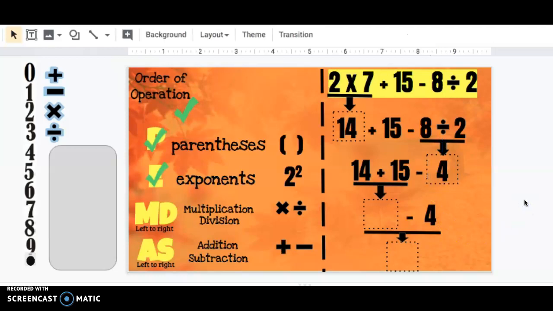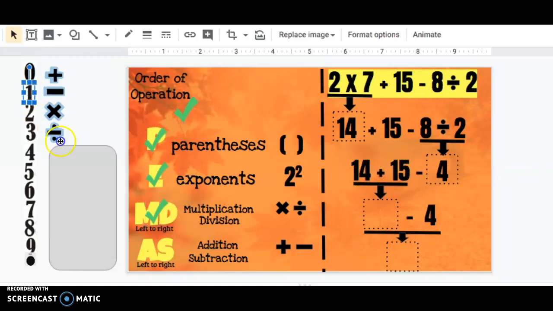Okay? So now this problem is completed. We aren't looking at that anymore. Our new problem is 14 plus 15 minus 4. That's our new problem. Okay, so I see a plus sign and a minus sign. I do not see any more multiplication and division. So I'm going to drag my check mark over that M and the D because I don't have to look at that anymore and I'm done with it. So now I'm going on to my addition and subtraction. So I have an addition, I have a subtraction. They're next to each other, so that means I solve left to right. So I'm first going to do 14 plus 15.